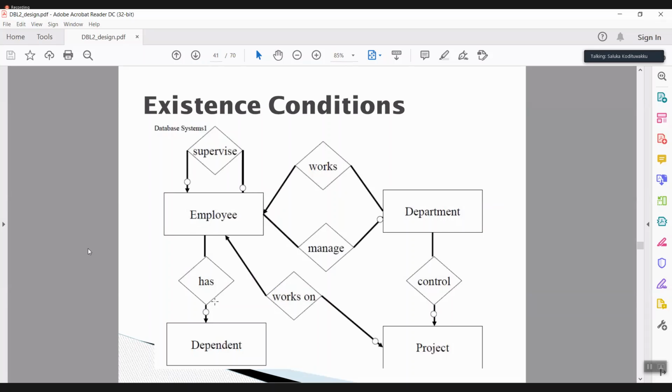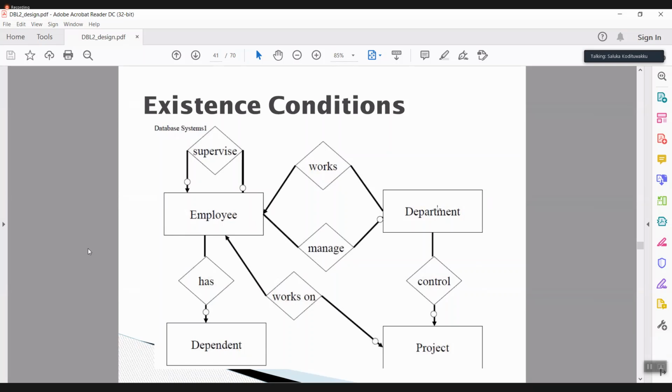And then employee has dependent. In this particular case, the dependent should exist. That means every employee should have at least one, so an employee should have multiple dependents. And here, employee works on project. An employee can work on a project only if the project exists. If no project exists, employees cannot work on it. That is why this one.